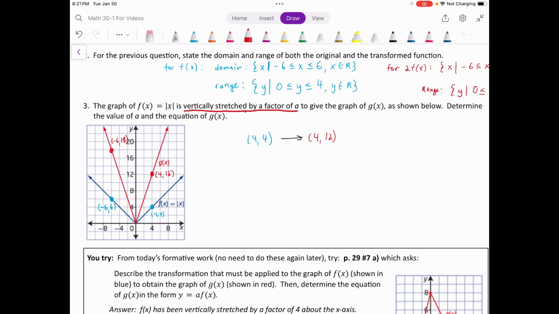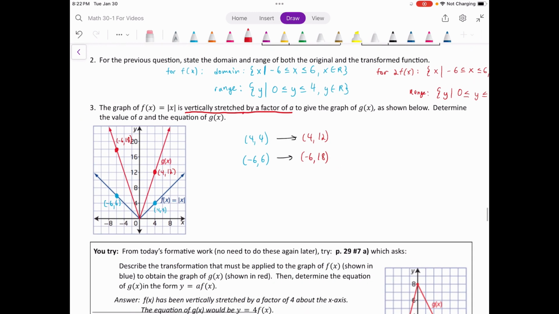So we could keep doing this all day, but we'll see that each point has had its y coordinate multiplied by 3, right? Negative 6, 6 has become negative 6, positive 18. 6 times 3 is 18. 4 times 3 is 12, right? No matter where you look on those two graphs, you'll find that on g of x, the y values are just 3 times larger than the y values on f of x.